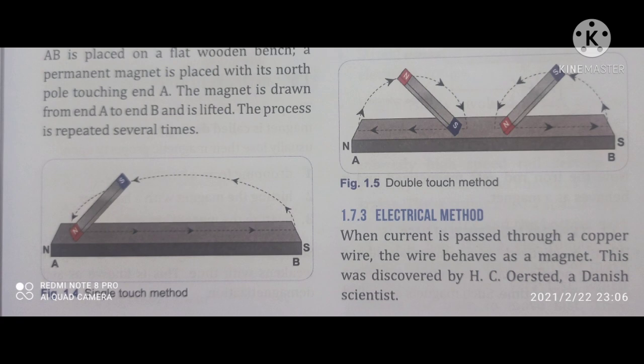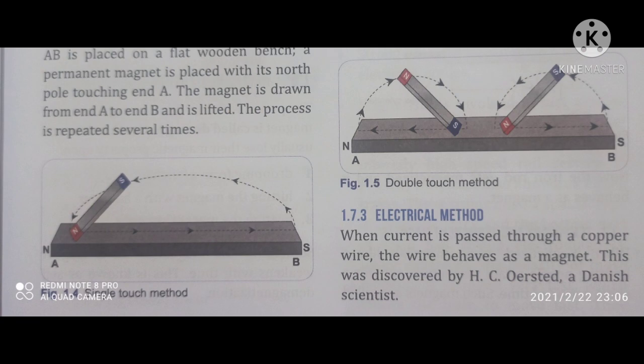Single touch method. AB is a small plate made of iron which is to be magnetized. It is placed on a flat wooden bench. A permanent magnet is placed with its north pole touching end A. The magnet is drawn from end A to end B and is lifted. The process is repeated several times. Now AB is magnetized. It is a magnet with end A being north pole and B being the south.